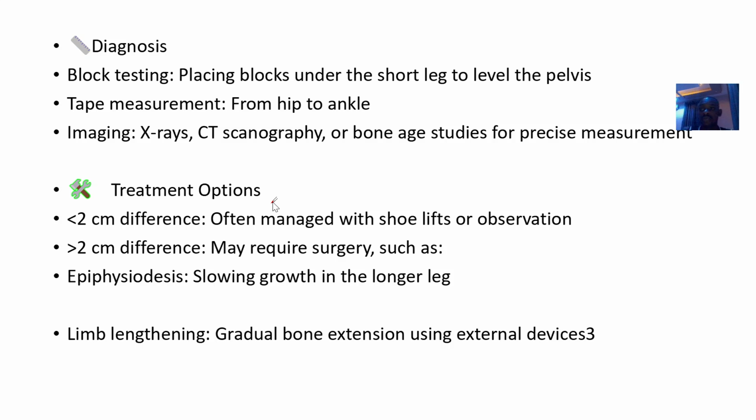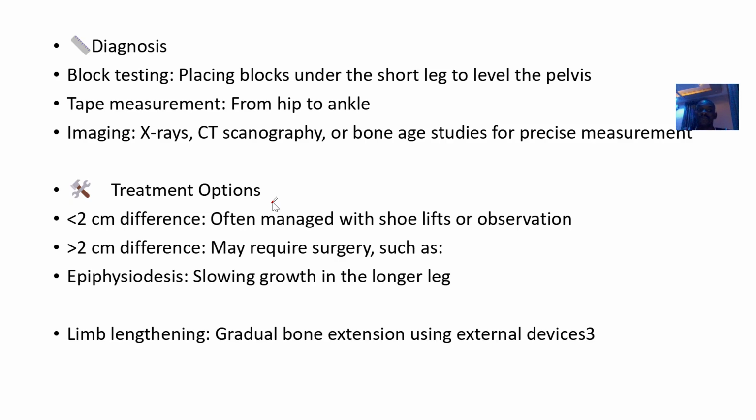So treatment: if the difference is less than 2 centimeters, the way your shoemaker makes your shoe, maybe they will make the soles of one shoe higher, and that can solve the issue. But if the difference is more than 2 centimeters, it might require surgeries, like epiphysiodesis, slowing growth in one leg, and limb lengthening surgeries, where they do some bone extension using external devices. We'll talk about each of these surgeries later on. Okay, so that's it.